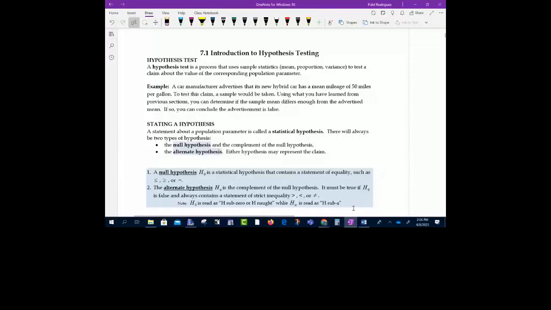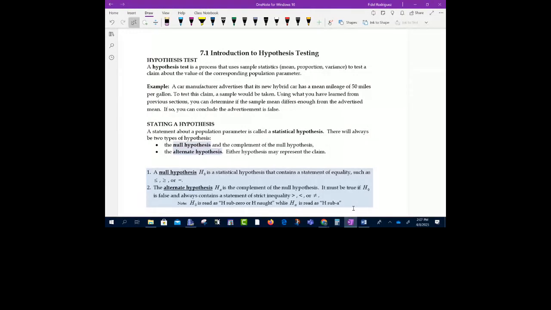So, y'all, 7.1 is an introduction to hypothesis testing. A hypothesis test is a process that uses sample statistics like means or proportions. We don't really do variance to test a claim about the value of the corresponding population parameter. All right, so let's take a look here.